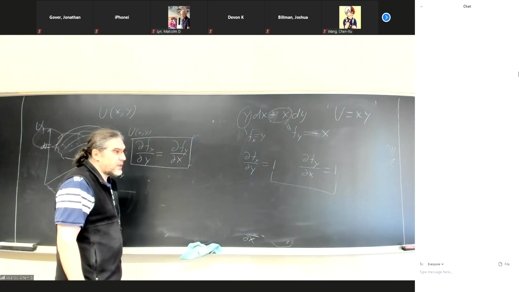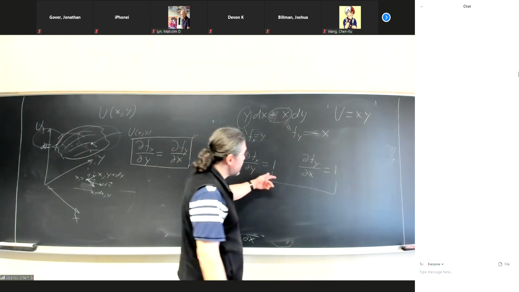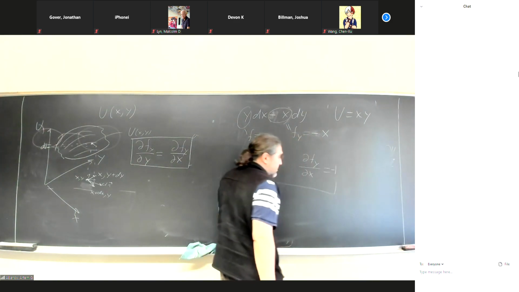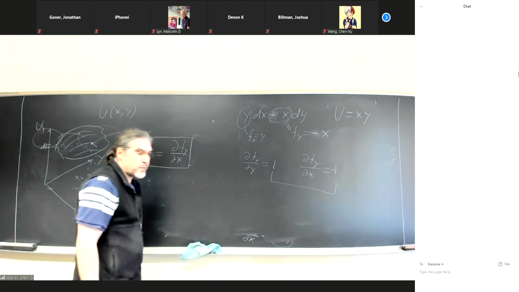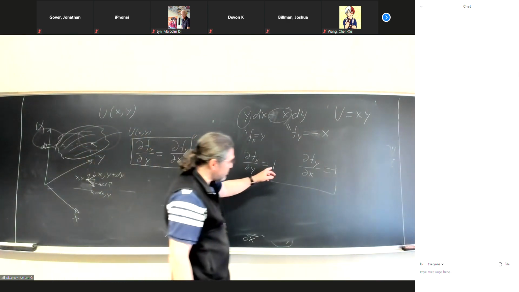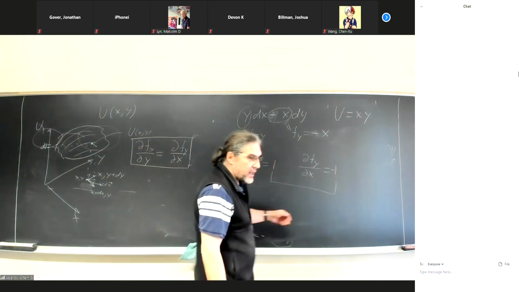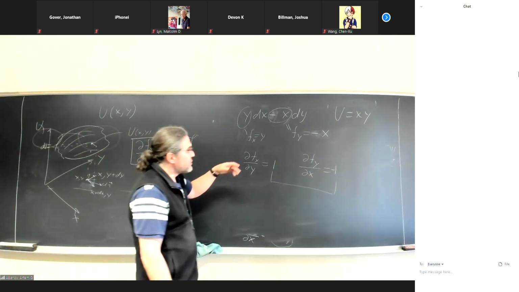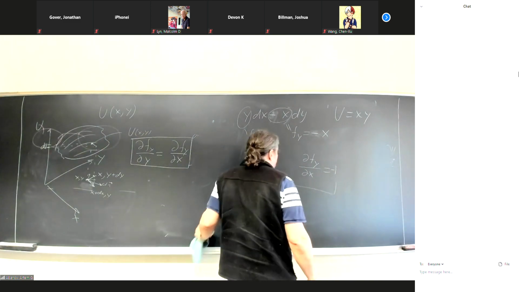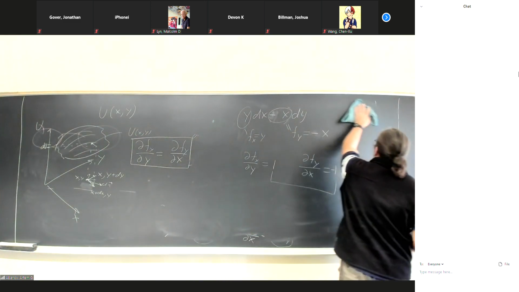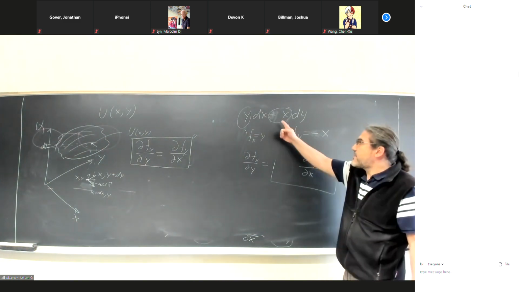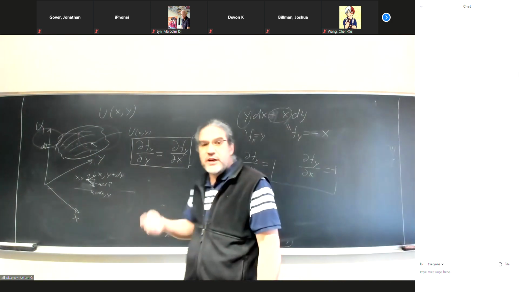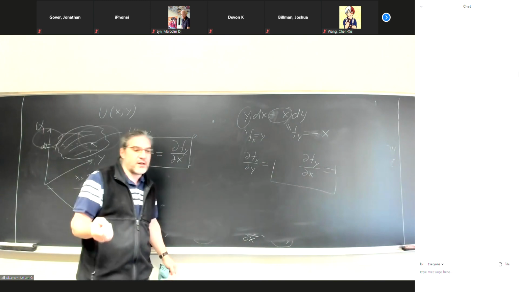Right? So now I take those derivatives and I see that this is minus 1. And so they do not equal each other. And this condition is not satisfied. So there is no function u of x and y which would give this expression as a full differential. It does not exist. Simple and clear.